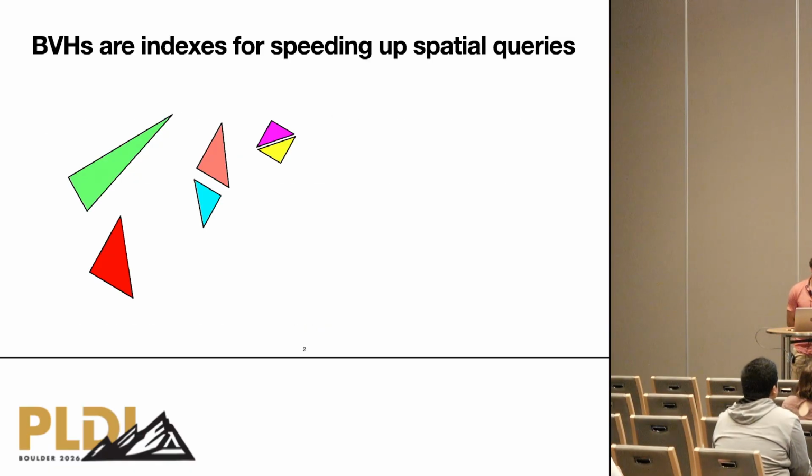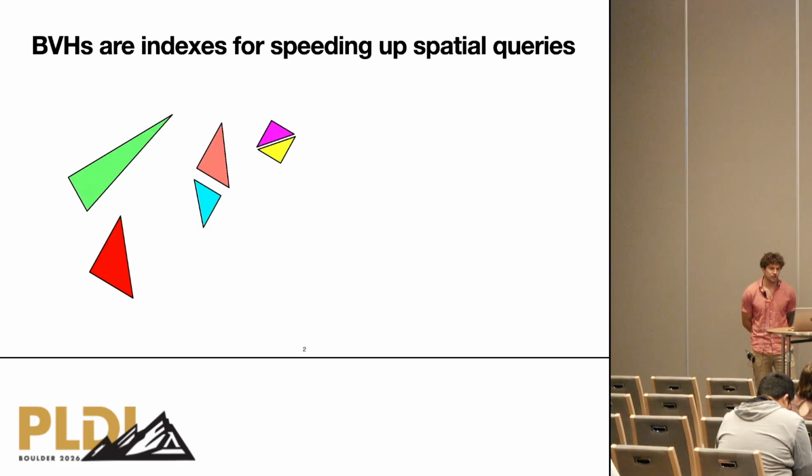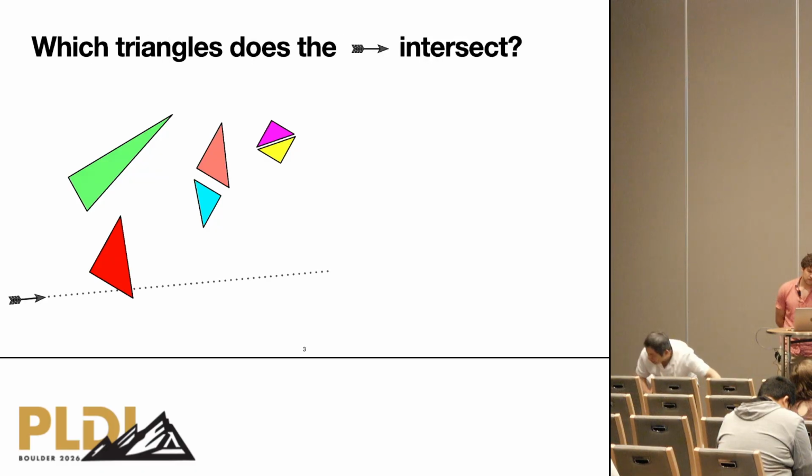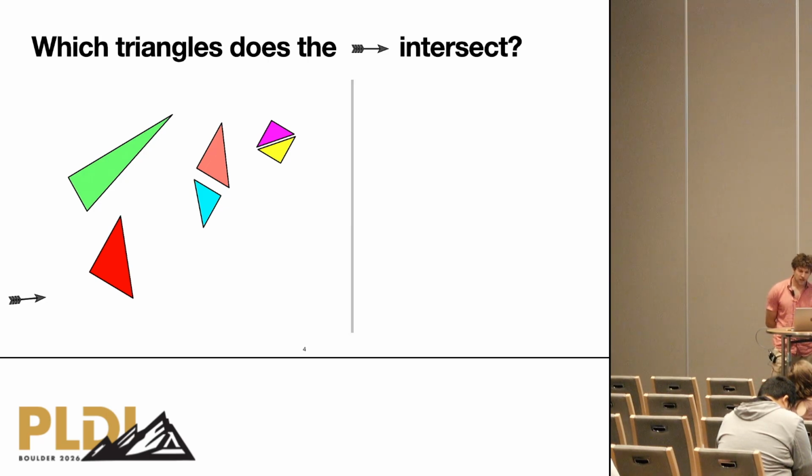Okay, so BVHs are really indexes for speeding up spatial queries. Here we present a very simple scene consisting of 6 triangles, but notably these can range from millions to billions of primitives. And we have the following query we might want to speed up. Notice the ray in the lower left corner, and the question we might ask is, which triangles in the scene does the ray intersect? And there's a couple ways we can do this.